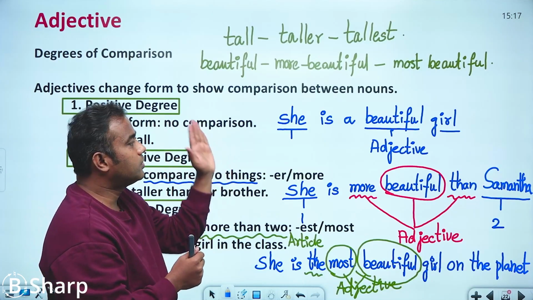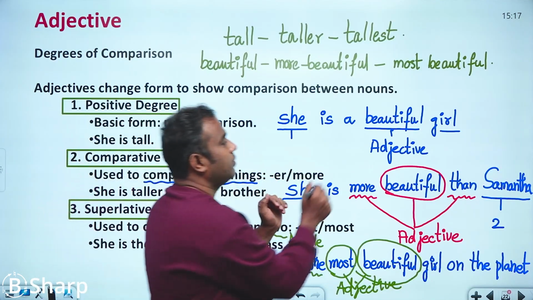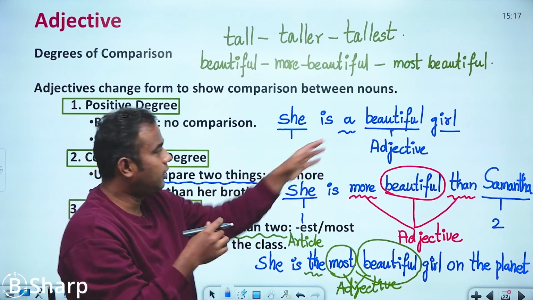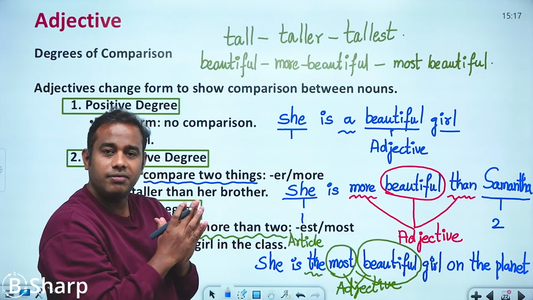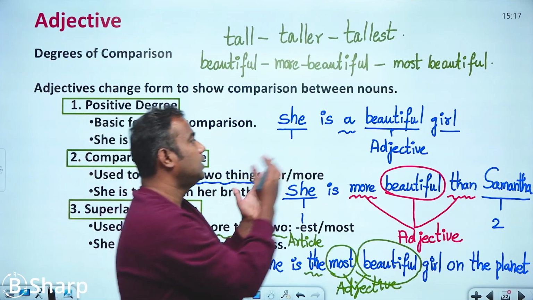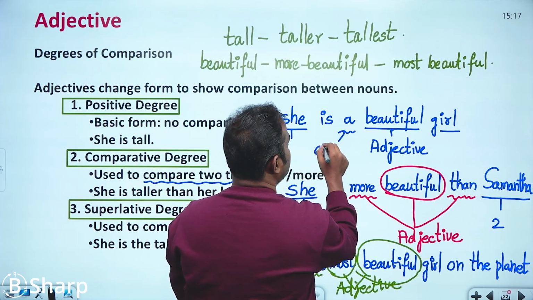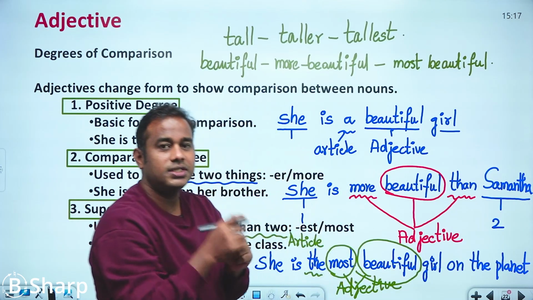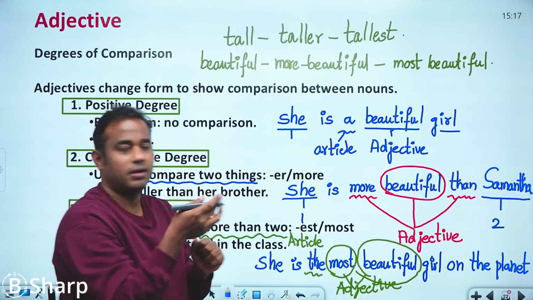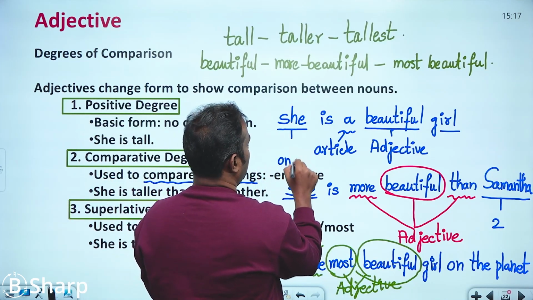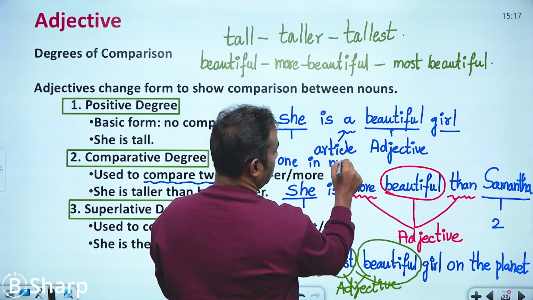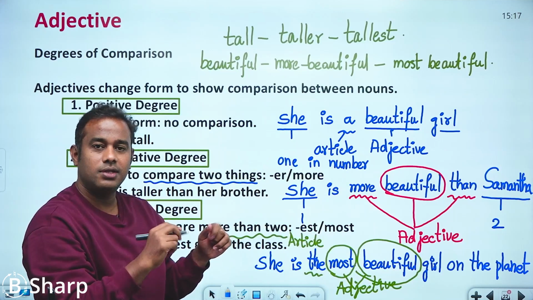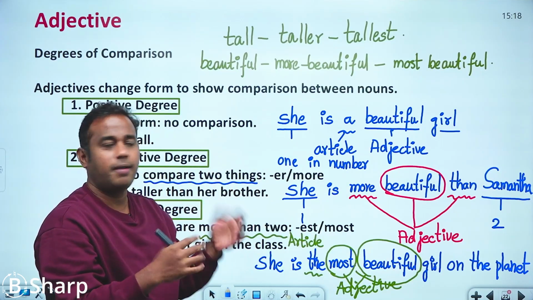So the positive degree is: she is a beautiful girl. Here I have not used anything, just a. There are so many beautiful girls, and in that, she is also one person. That's where I have used the article a. She is a beautiful girl, a is an article. This does not convey that she is the only one person. She is one in many, one in number. That's a plain way of saying she is a beautiful girl.